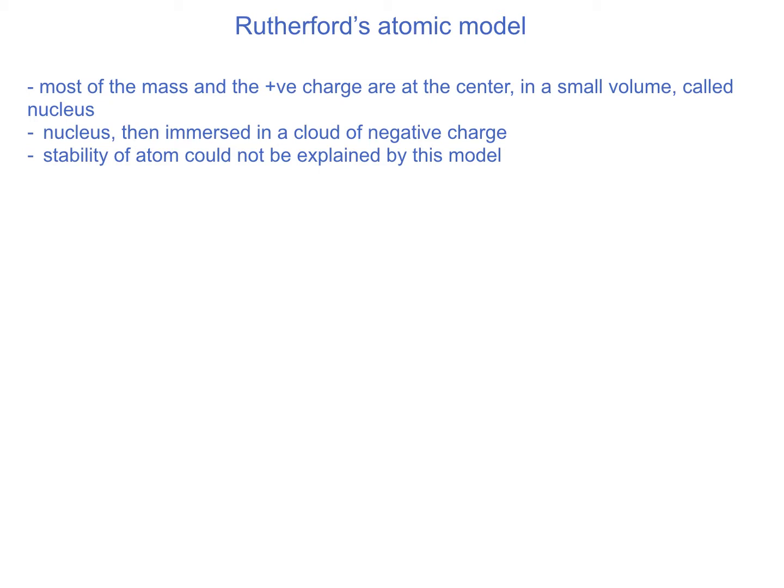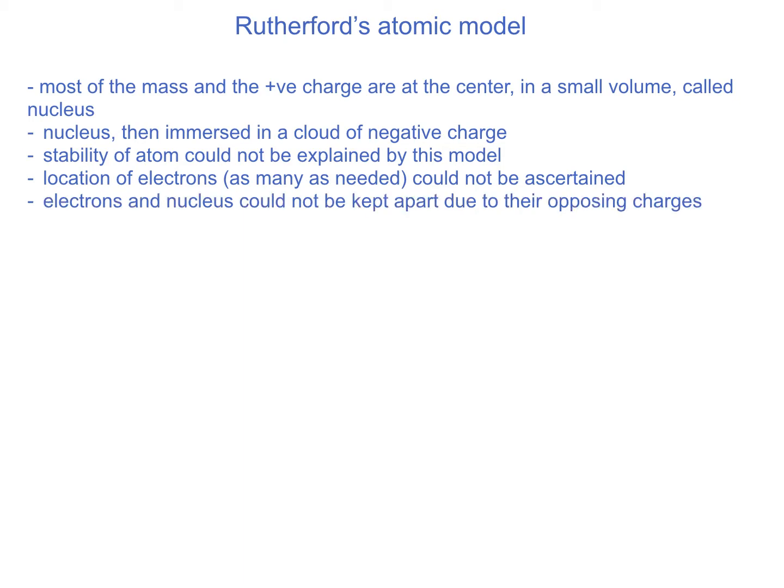Thomson's model was very attractive, the plum pudding model, very attractive. One could visualize where the positive charges were, where the negative charges were. But Rutherford's model couldn't do that. So the location of the electrons, as many electrons as needed, depending on the atomic number of the element, could not be ascertained. And so he didn't talk about the position of the electrons to begin with. And how could you keep the electrons and nucleus apart if they have opposite charges? You can't ask them to stay put at faraway distances. And so that was an anomalous behavior that could not be reconciled.